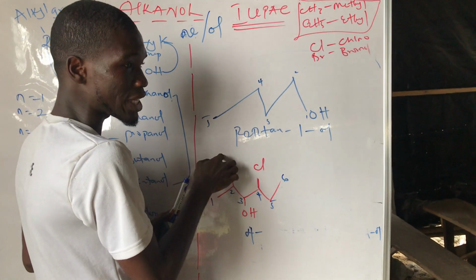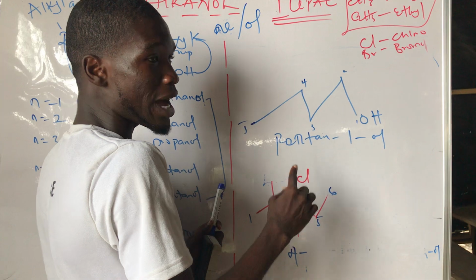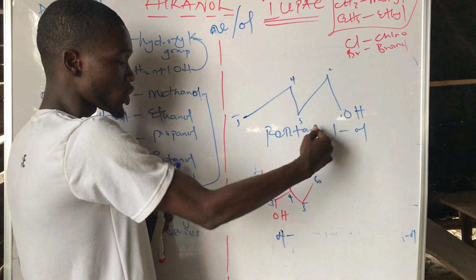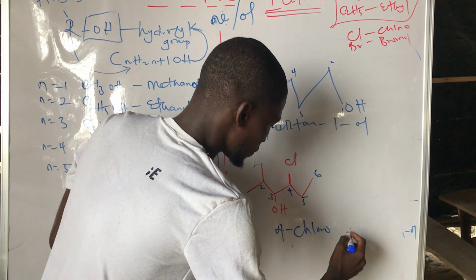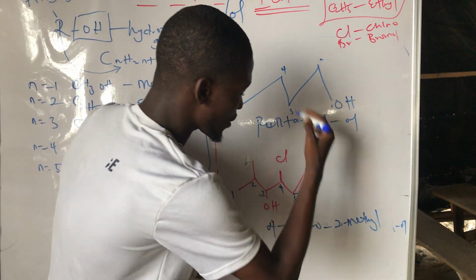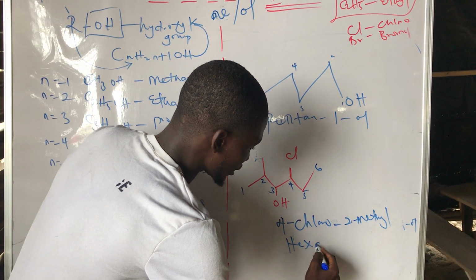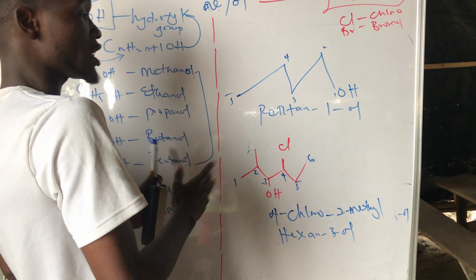Don't mind the 2 attached to the methyl, because for all halogens, irrespective of the number attached to them, we always come before the alkyl group. So we said we have 4-chloro, 2-methyl, we have 6, so we say we have hexan-3-ol. That is for the naming now.